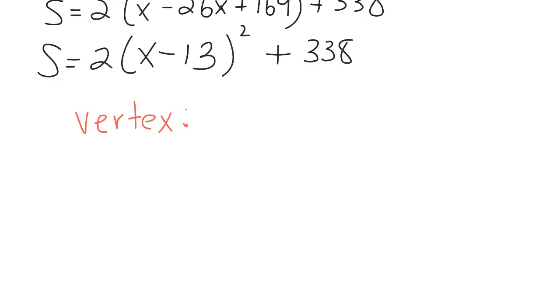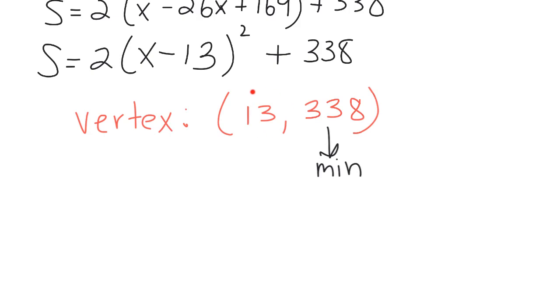Now that we have our equation in vertex form, we can identify our vertex. According to our equation, our vertex is going to be located at 13 and 338. Remember that the y value of your vertex is always going to represent your maximum or minimum. In this particular question, we were told that the sum represented a minimum. So our minimum value here is 338.